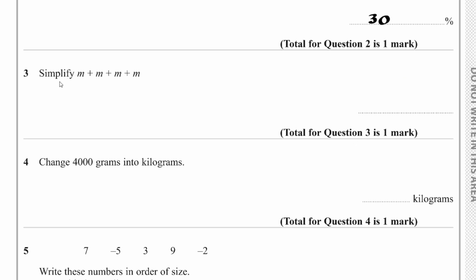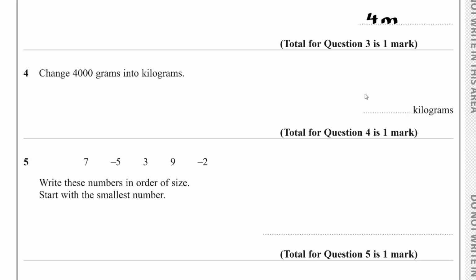Question number 3, we have to simplify m plus m plus m plus m. Altogether we have 4 m's, so we have 4m. Question number 4, we have to change 4,000 grams into kilograms. From grams to kilograms, we have to divide by 1,000, so we have 4,000 divided by 1,000, which is 4, so 4,000 grams is 4 kilograms.